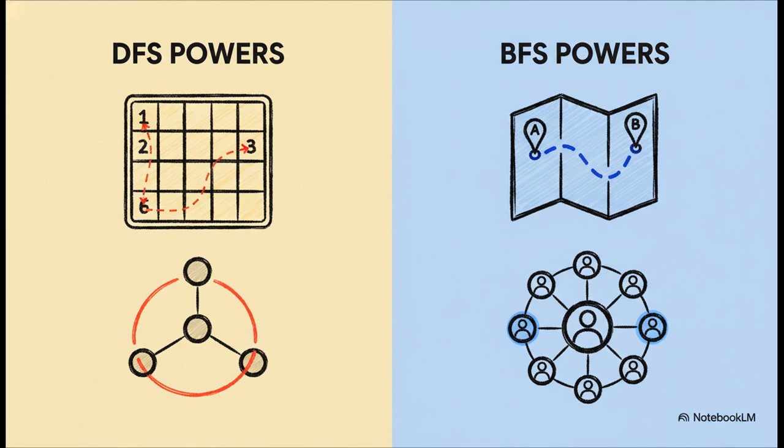Meanwhile, the go wide BFS strategy, oh man, that's everywhere. It's the absolute core of how Google Maps finds you the shortest route. It's how LinkedIn or Facebook can show you friends of friends by exploring your network one level at a time. It's even how web crawlers for search engines explore the internet.